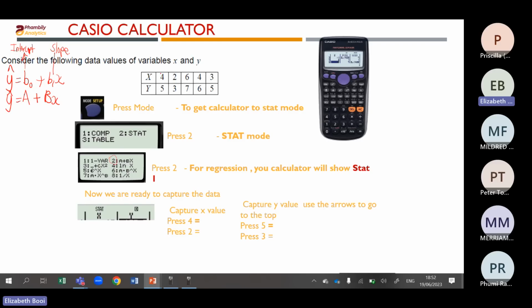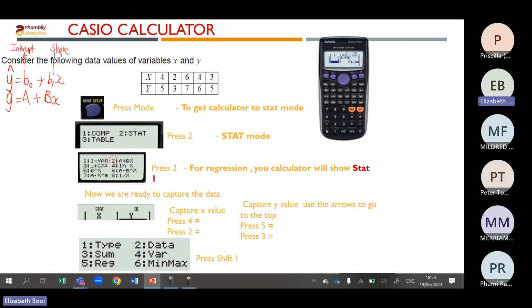You need to make sure that when you capture the values, 4 corresponds with 5, 2 corresponds with 3, 6 with 7, 4 with 6, and 3 with 5. You need to make sure that they match. If you mix them, you're not going to get the right answer. They need to be in pairs. Okay, so once you have entered the data, then you can press your AC button.